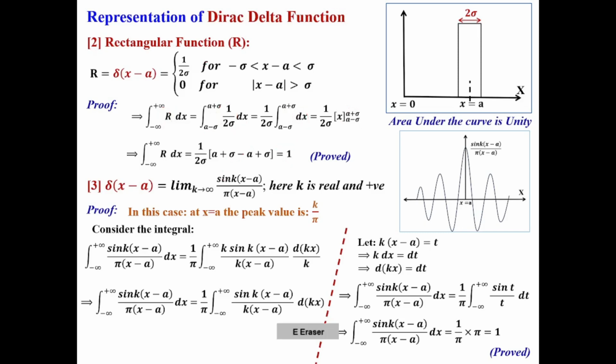So here we proved that this rectangular function also represents the Dirac delta function. Now we are going to go for another function which represents the Dirac delta function, that we are going to prove.